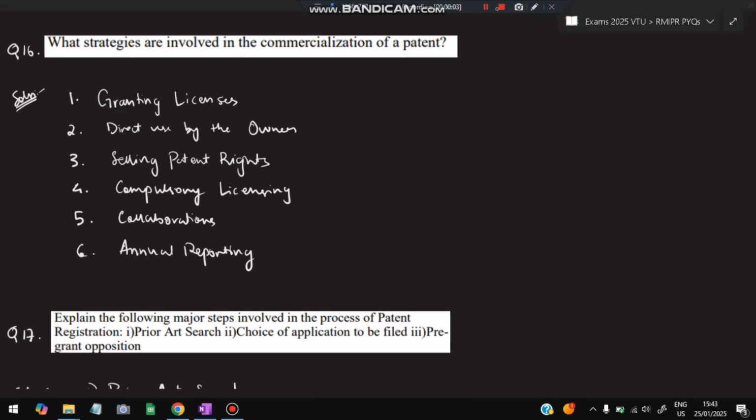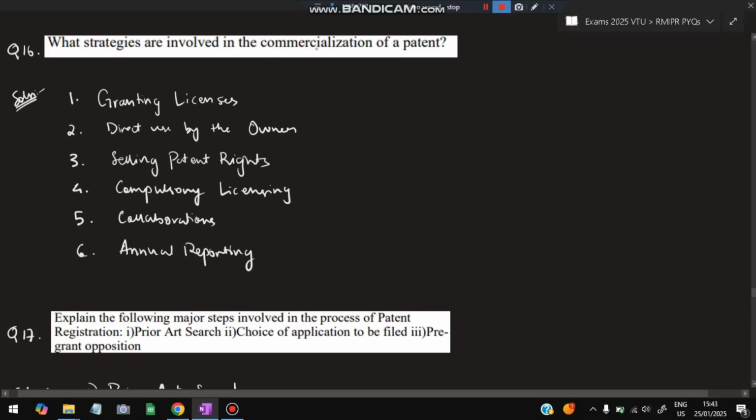Moving on to the next question: what are the strategies involved in commercialization of a patent? So the patent is ready. Now how do you earn money from that patent? That is called commercialization of the patent. There are a few ways. First one is granting licenses. A license can be of two types: exclusive or non-exclusive.